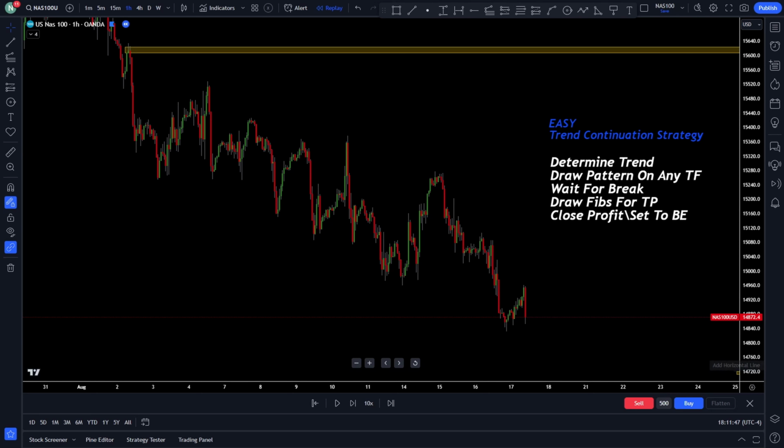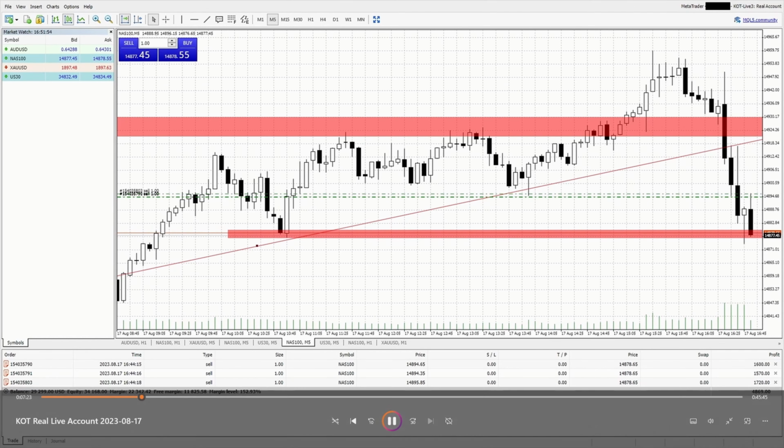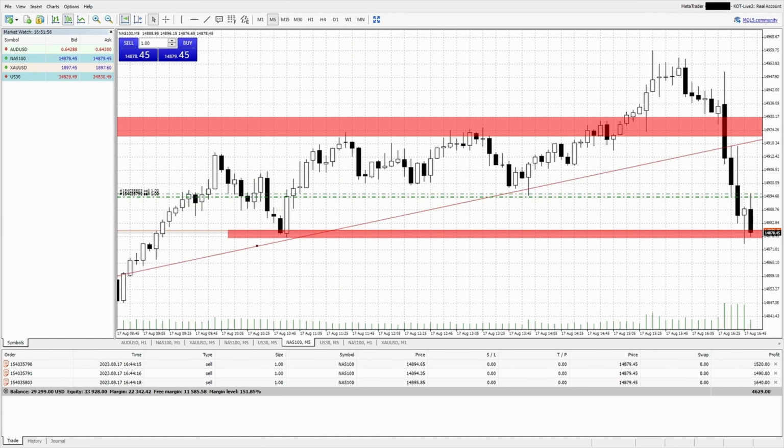I will be showing you my live trade for this and also some live streams. This is the exact trade we're going to break down, and this is what we're going to look at for the full strategy breakdown. Like I said, this is a very easy, very simple trend continuation. That's very important, that you hear the trend continuation part of this strategy.